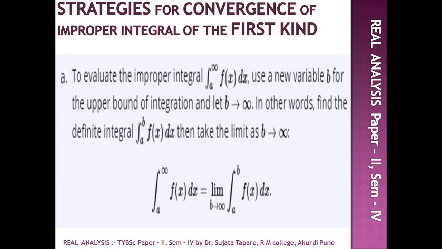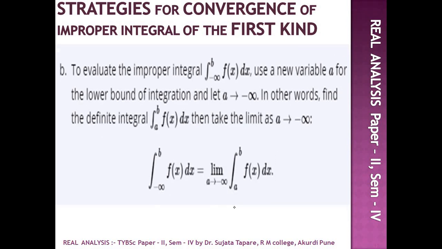Next one, strategies for testing convergence of improper integral of first kind. So how to test convergence given this improper integral? If upper limit is infinite, replace it by b and take limit as b tends to infinity. If limit exists, then it is convergent. If lower limit is minus infinity, replace it by a and take limit as a tends to minus infinity. If this limit exists, we say that this integral is convergent, otherwise divergent.